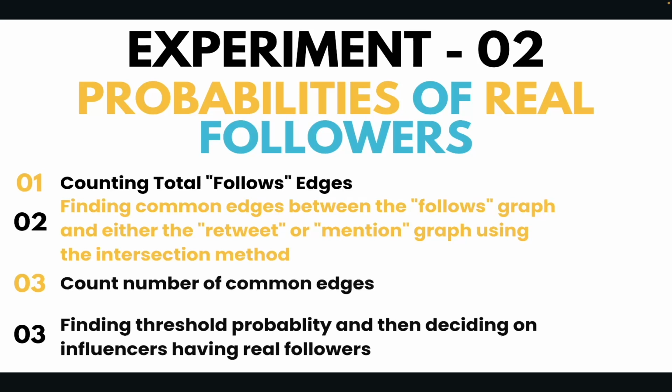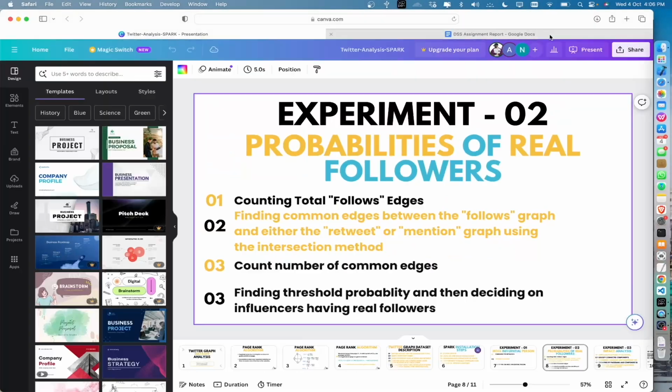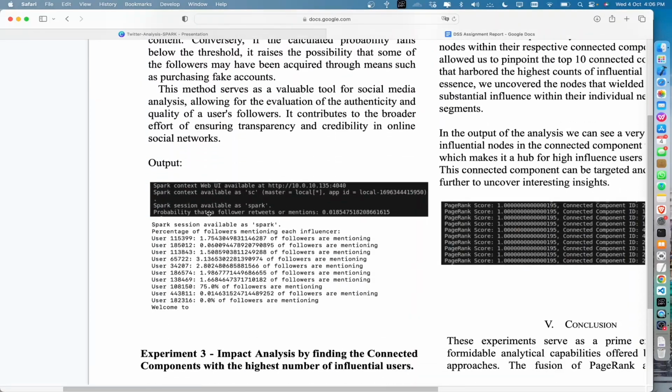Because I have a big dataset, I can take this probability value to be real. It means if this percentage of followers of a person are actually mentioning or retweeting him somewhere, then it is real. Let me show you with an example. Here you can see the threshold probability I got is 0.018, which is approximately 2%. I found the top 10 influencers using my first experiment, and for those 10 influencers I have their followers. Now I check how many of their followers are actually retweeting or mentioning them somewhere. These are the percentages that I got.